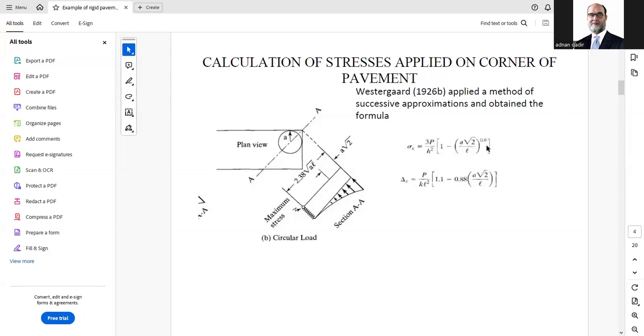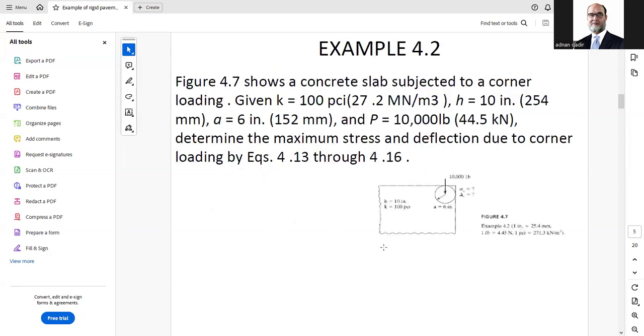stiffness. And if one is interested in knowing the deflection, one has to use P, and then use K. This is the modulus of subgrade reaction, K, and this is the stiffness, and just apply this formula. This is for a circular load. So let's solve an example.